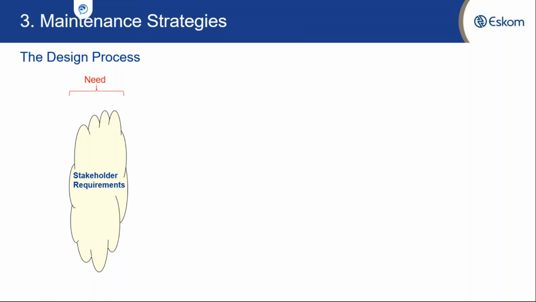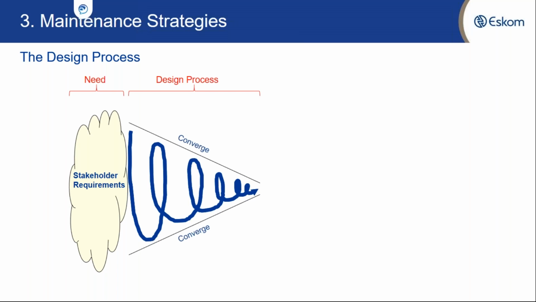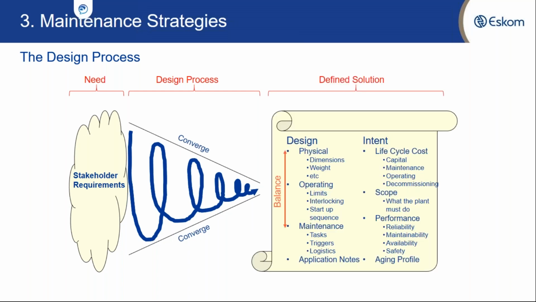So when it comes to how we do it from design, it starts with the stakeholder requirements. We look at the stakeholder requirements in terms of the levels of reliability that are required, and we apply design methods which we will use to converge to a solution. And the outcome of the design will actually be what we call the design base. And that is simply what we call also the physical, the operating, and the maintenance.